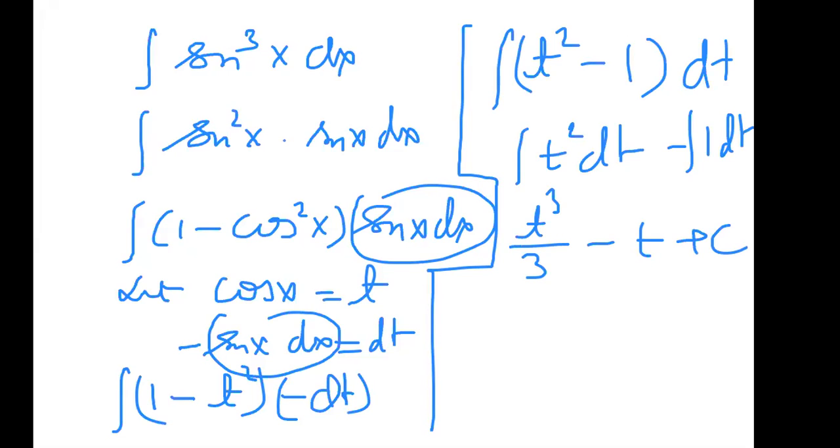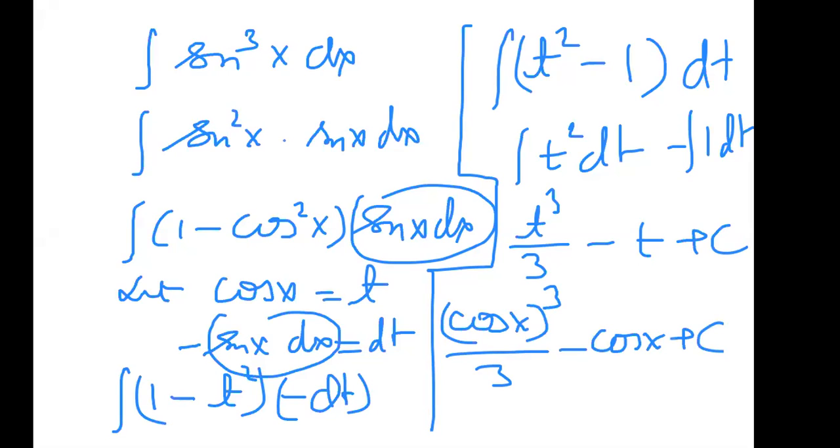The value of t we are going to put, what we have supposed t as cos x. So cos x to whole cube by 3 minus cos x plus c is the answer. So I suppose this is also a very, very good question for you, and you will be able to do this question. Now, some more better questions for you.